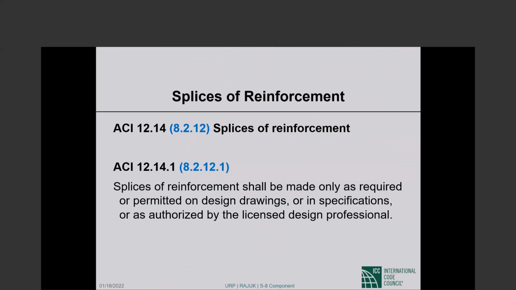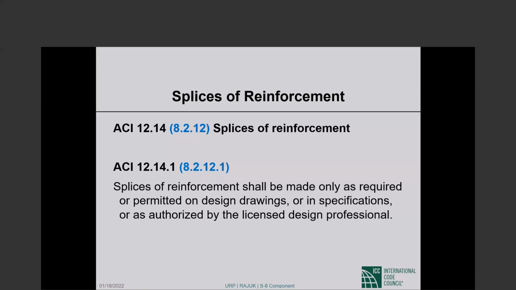Now it's a totally different topic. Okay, so try to remember. We started with development of deformed bars in tension, L sub d. Then development of deformed bars in compression, L sub dc. Then development of hooked bars in tension, L sub dh. Then development of headed bars in tension, L sub dt. Then we went to development of flexural reinforcement. We talked separately about top reinforcement and bottom reinforcement, or positive reinforcement and negative reinforcement.